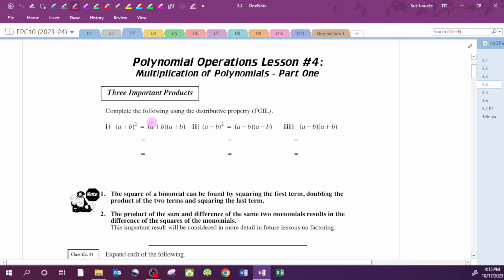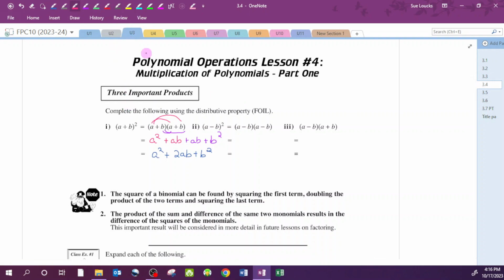As you'll see, if we do the distribution on here, we get a squared plus ab plus another ab, and then plus b squared, okay? And then when we simplify that, that is a squared plus 2ab plus b squared, okay? All right, so that is what we call a perfect square trinomial, and we'll talk more about that later, I'm sure.